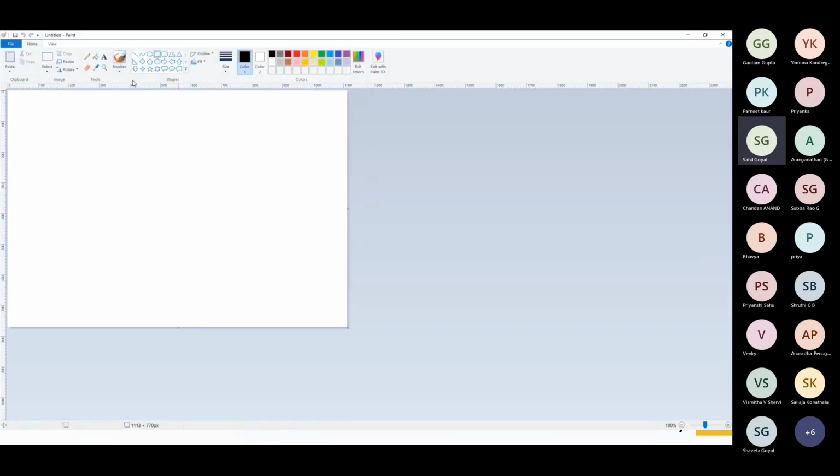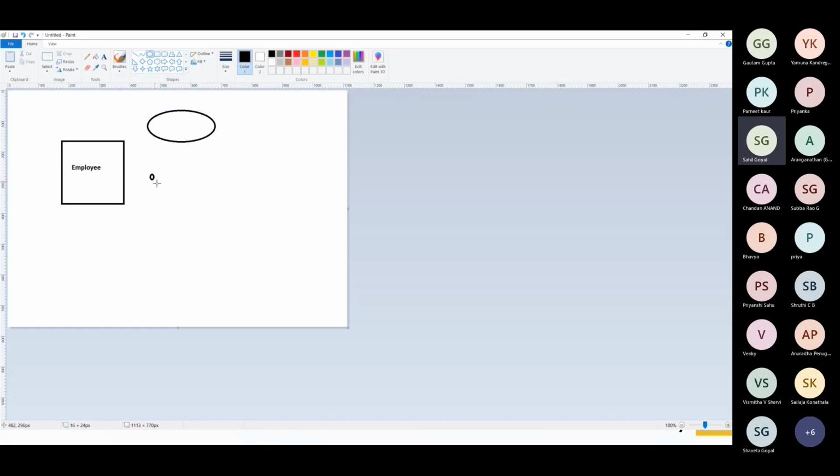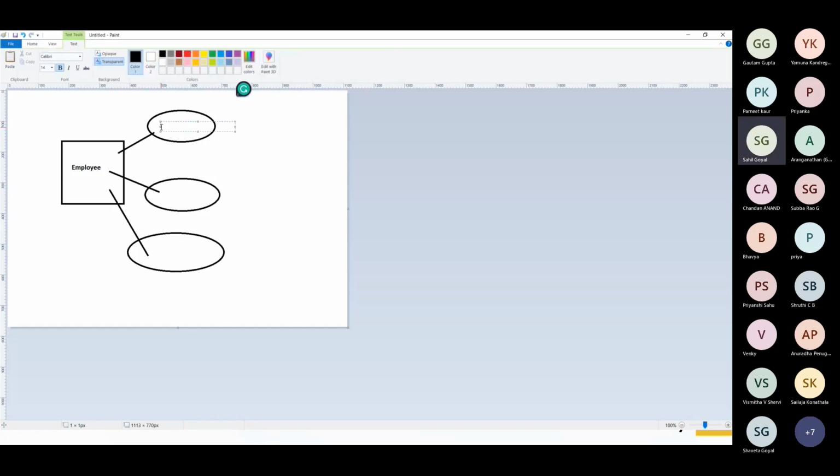First, we have an entity, which is represented in the form of a rectangular shape, and this entity I will call an employee entity. Now, this employee entity will further have, let's say, three attributes: one, two, three. It will have employee name, then age, and then I have a department.